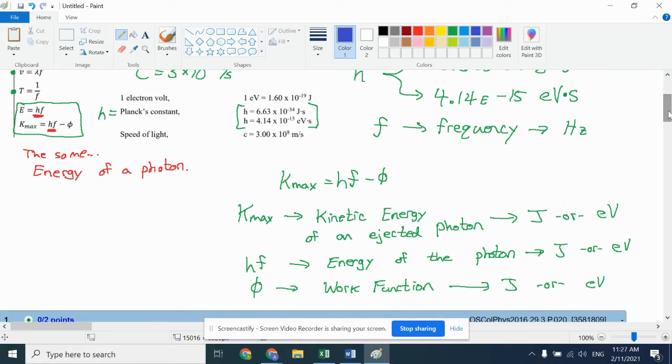Now, let's talk about the second equation. K max = hf − work function. Effectively, what's happening is you have a piece of metal, and that's where the work function comes in. The work function describes how much energy is required to eject an electron. So we'll put our happy little electron right here. Put the negative sign on it to indicate that it's an electron.